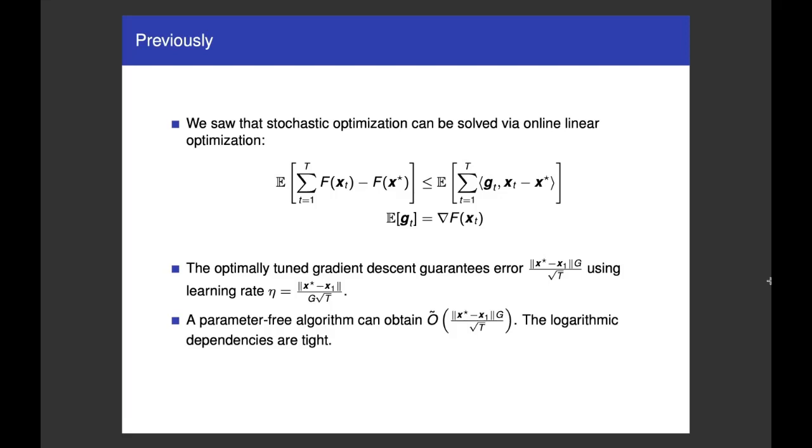Parameter-free algorithms, on the other hand, obtain the same rate without knowing x star, without doing this tuning. They suffer a logarithmic penalty, but these dependencies, it turns out, are tight. Without this extra oracle knowledge, you have to suffer the extra log term.